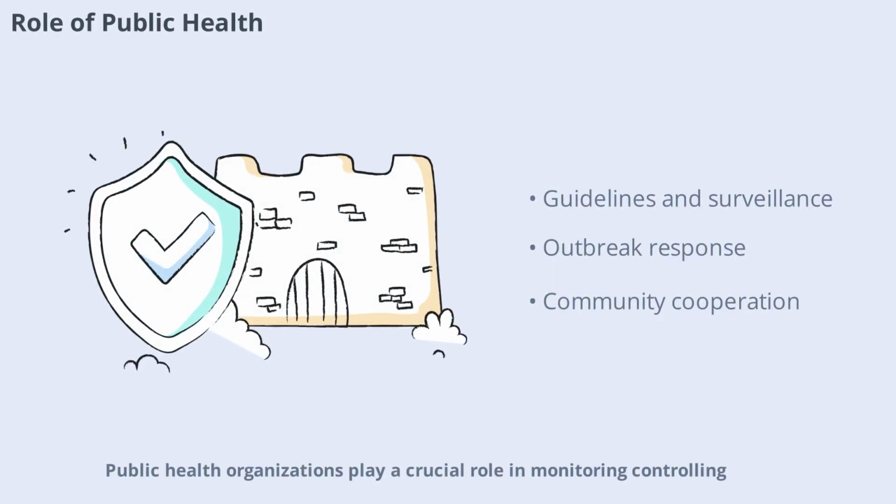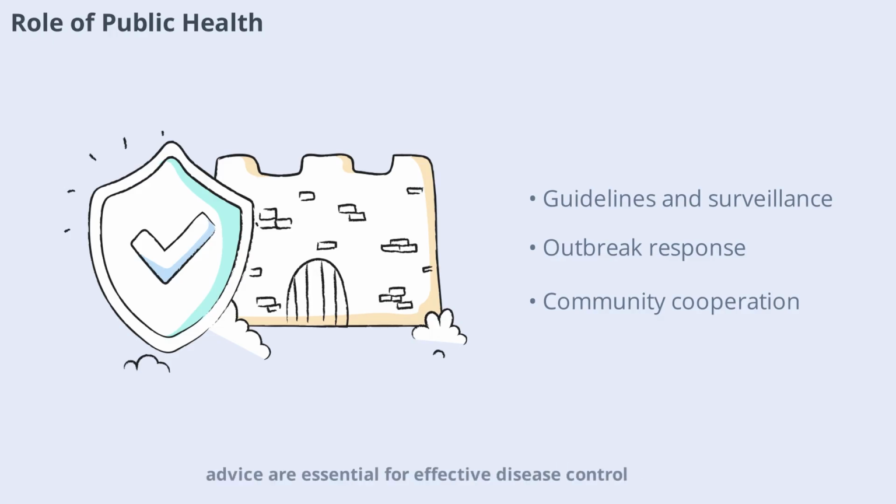Public health organizations play a crucial role in monitoring, controlling, and preventing the spread of infectious diseases. They provide guidelines, conduct surveillance, and respond to outbreaks. Community cooperation and following public health advice are essential for effective disease control.